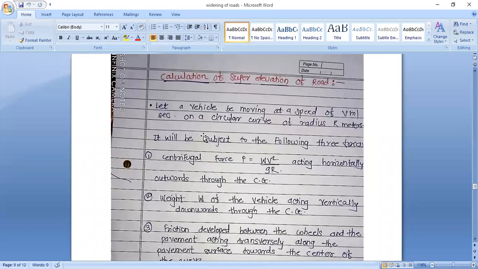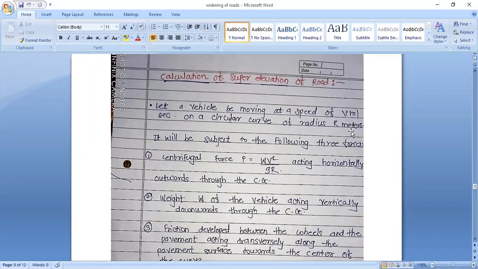Now we are going to calculate the super elevation of the road. Before calculation, let's consider some terms of the road. Consider a vehicle moving on the road with a speed of V meter per second on a circular curve of radius R meters.